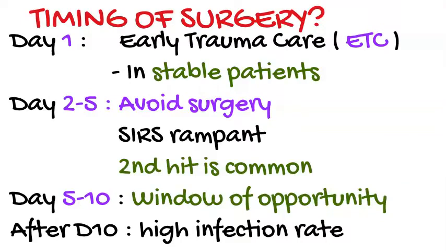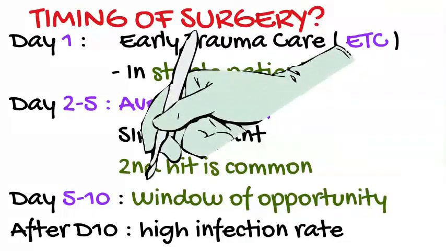In day 5 to day 10, this is the period defined as a window of opportunity. However, the waiting period should be shorter than 15 days, since it has been shown that contamination rates in external fixator pin sites rose substantially after 2 weeks.